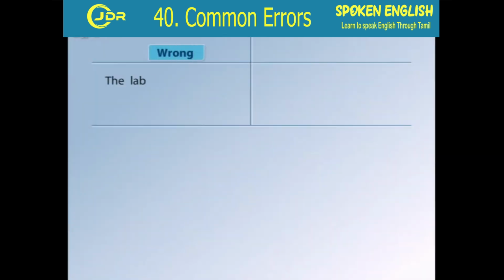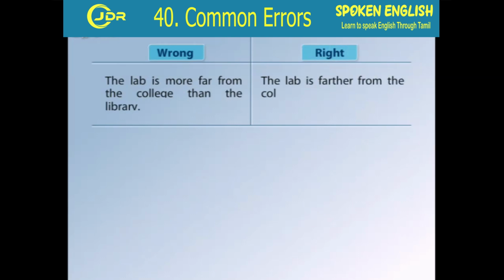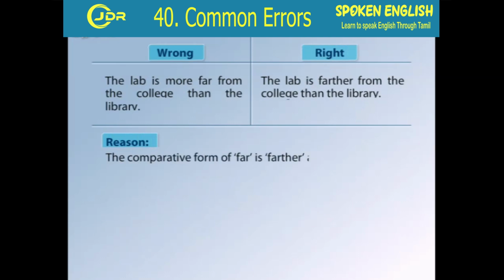Wrong. The lab is more far from the college than the library. Right. The lab is farther from the college than the library. Reason: the comparative form of far is farther and not more far.